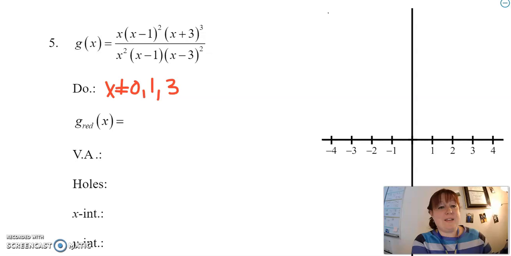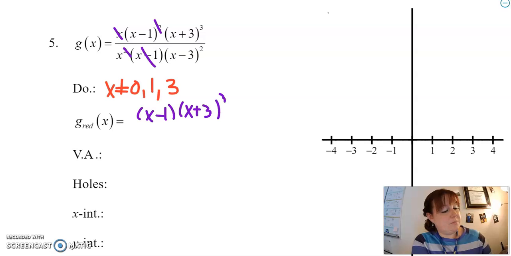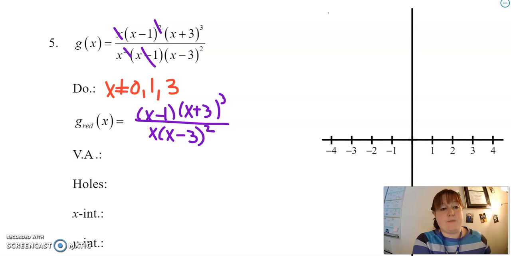Okay, so let's cancel out things that are the same. There, there, there, there, and those are not the same. So what do I have left? I have x minus 1 times x plus 3 cubed on top over x times x minus 3 squared on bottom. Okay, so which ones are holes and which ones are asymptotes? Well, what's still left? 0 is still a problem and 3 is still a problem. Therefore, those are vertical asymptotes. If they are still there after we reduce, they are a vertical asymptote.